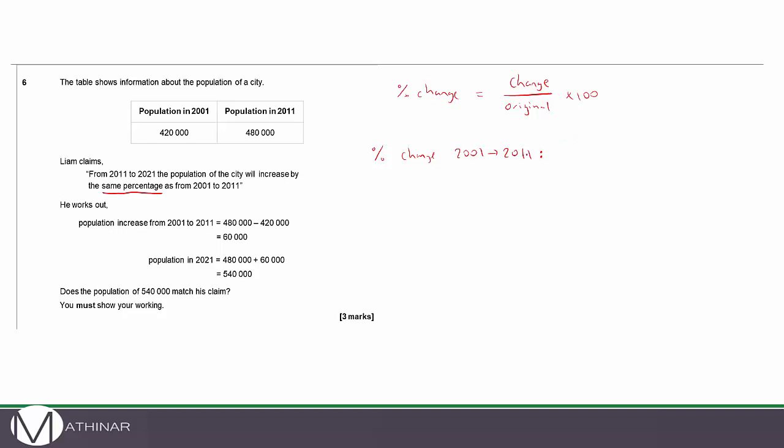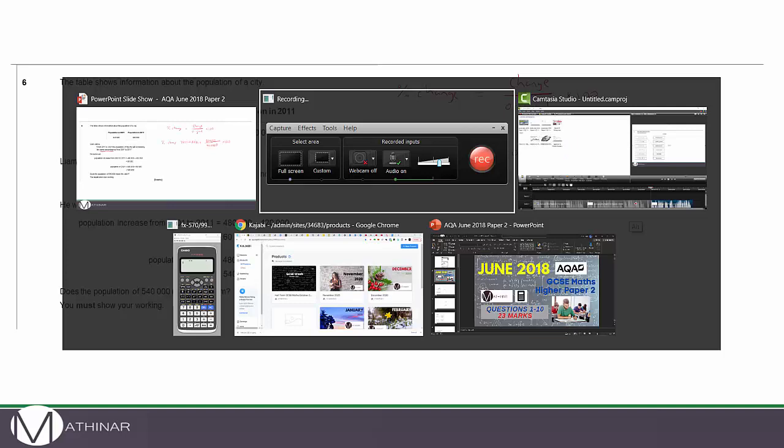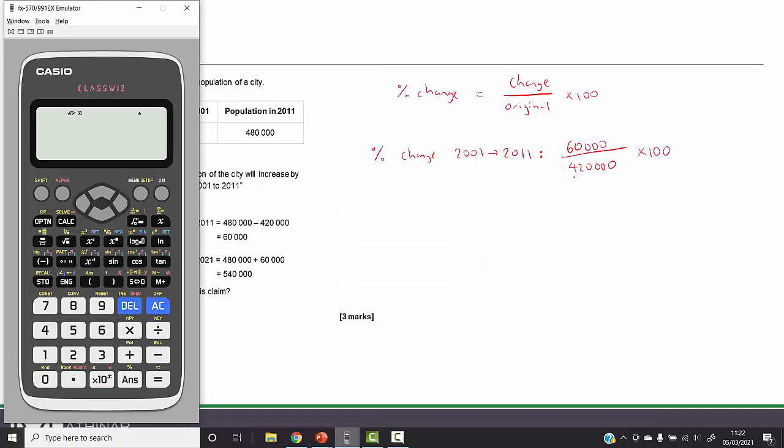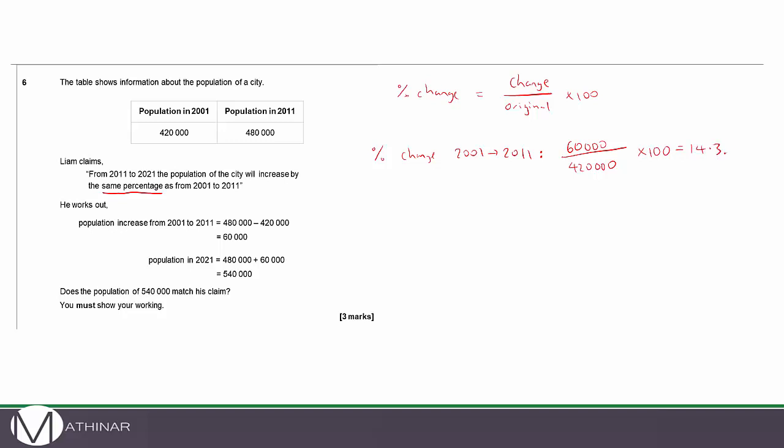Right, so the change from 2001 to 2011, well, it's increased by 60,000. So our change is 60,000 divided by our original value, which is 420,000. And then we times that by 100. Let's type this in. And this gives us as a percentage 14.3%. So from 2001 to 2011, we have had a 14.3% increase.